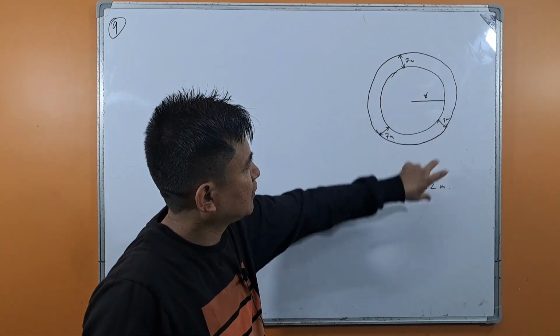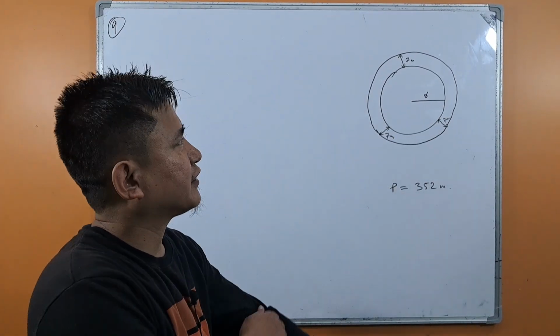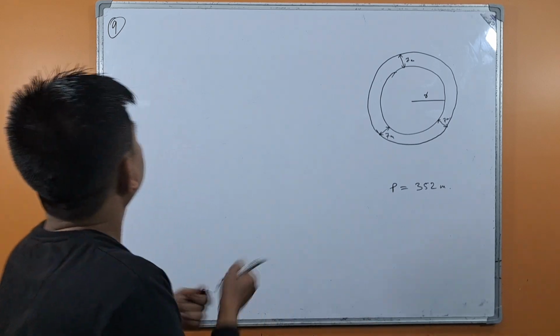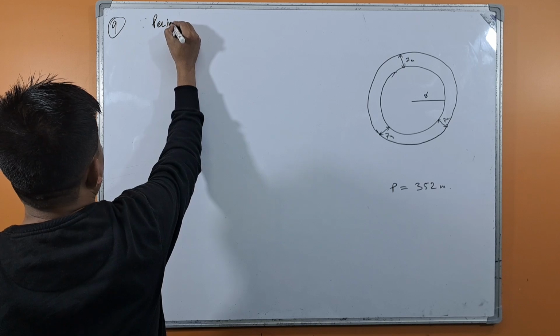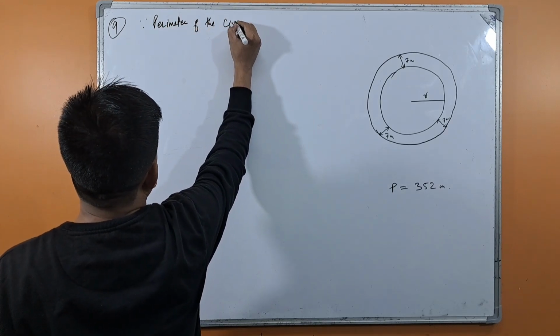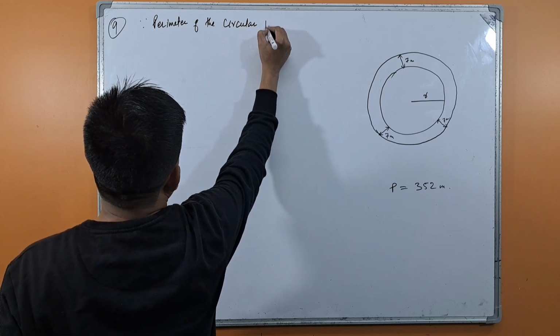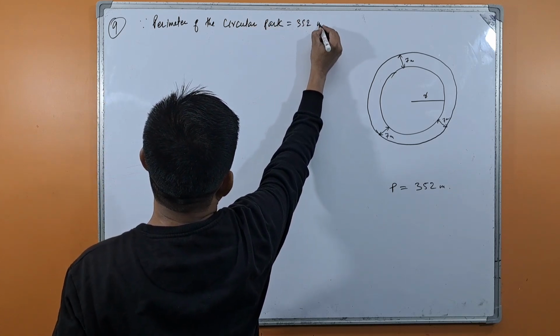From this perimeter we can calculate the radius of the circular park. So let us first calculate the radius of the circular park. Since the perimeter of the circular park is equal to 352 meters, isn't it?